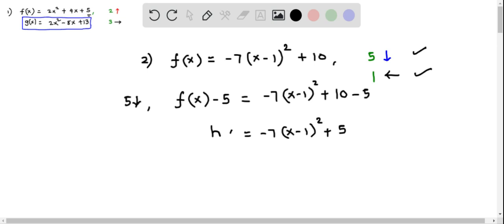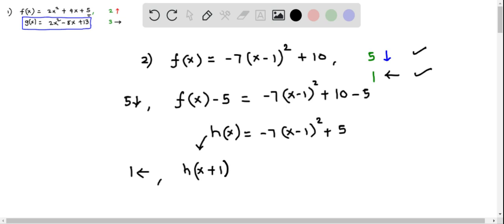Let's say this one is h of x, the intermediate function. Now after this, it goes 1 unit to the left. So for 1 unit to the left, we have to consider this h of x. According to the translation rule, I'm sorry, this is 1 unit to the left, not right. So this will be basically h of x plus 1. This transformation translates the graph of h of x 1 unit to the left.